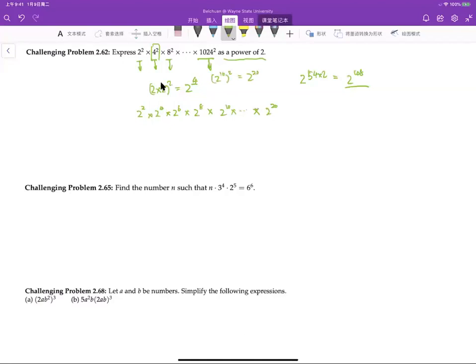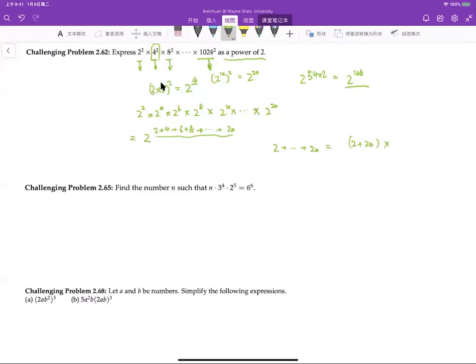So in this case, we can apply the property to add all of the exponents together. So we have 2 plus 4 plus 6 plus 8 and so on, plus 20. So basically, you only need to calculate the exponent, which means you only need to calculate the sum from 2 to 20. So what's the sum there? We can calculate it by a formula: 2 plus 20 times the number of terms.